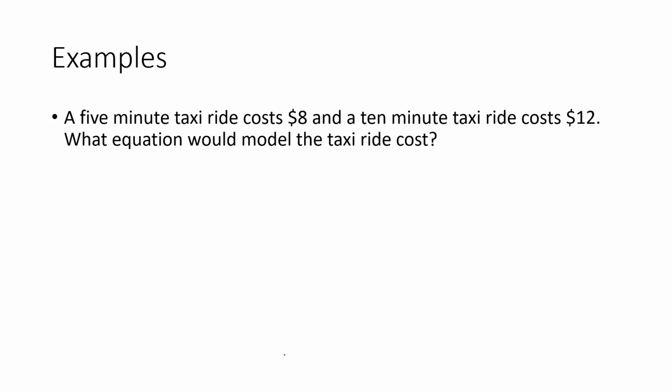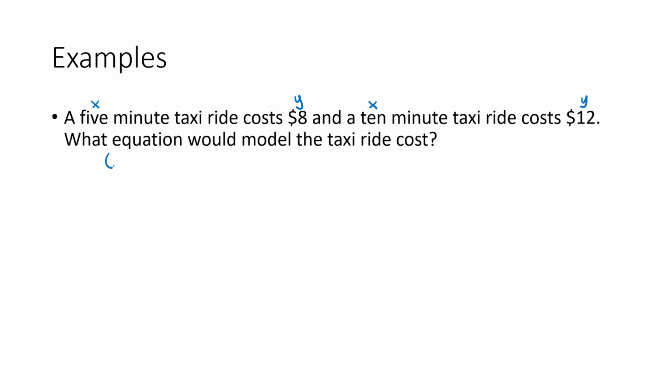One more example. You find out that a 5-minute taxi cab costs $8 and a 10-minute taxi cab costs $12. We want an equation to model the taxi ride cost. Here we don't know how the price is changing exactly. We don't know that it changes 28 cents per minute or something like that. We just know a 5-minute taxi ride corresponds with an $8 ticket. And a 10-minute taxi ride corresponds with a $12 ticket or price.